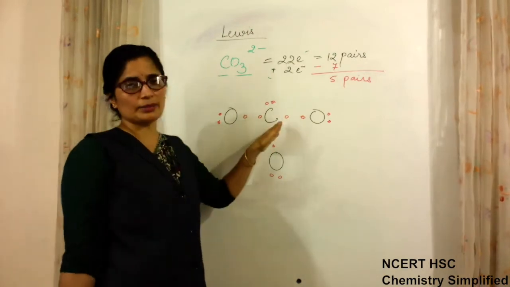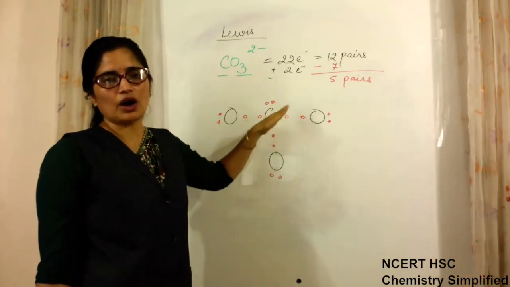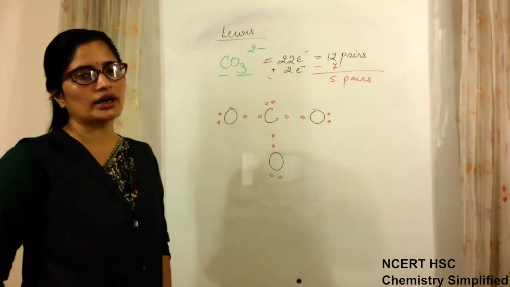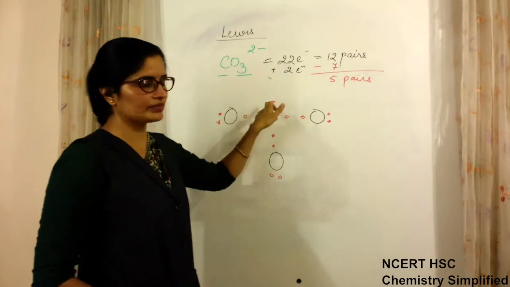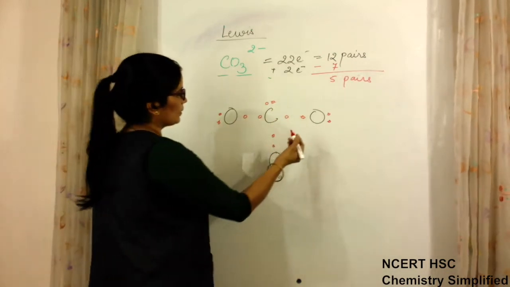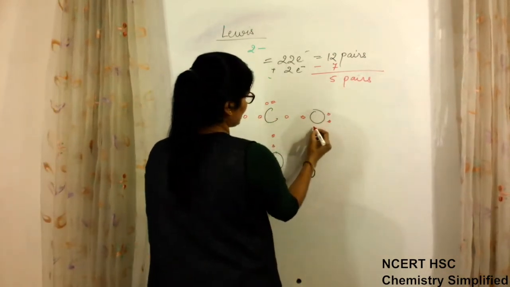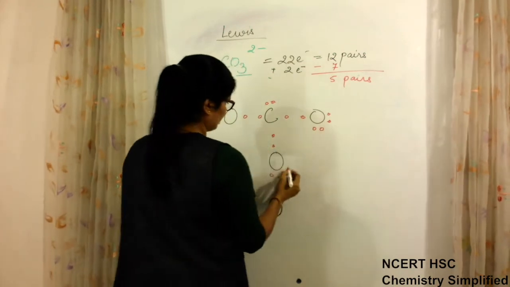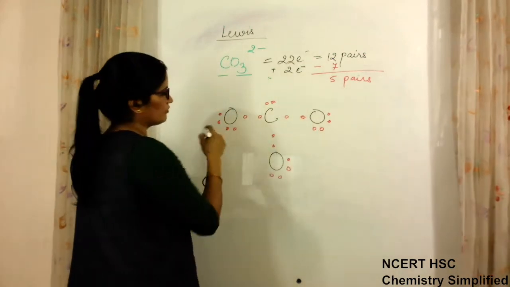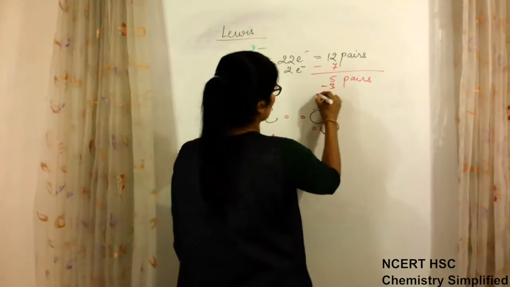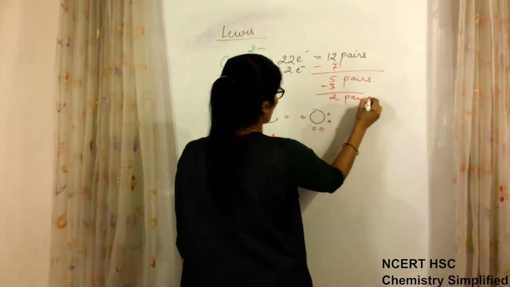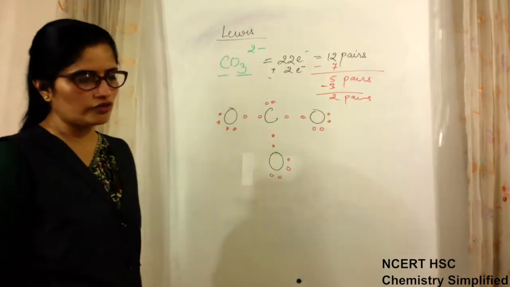If the octet of carbon is complete in this manner, now we cannot place a double bond around carbon. So maybe we need to remove this lone pair. Okay, 5 are there. So let us see. 1, 2, 3. One more lone pair I have given to each. 3 minus 3, left with 2 pairs only, and we have to complete the octet of all.